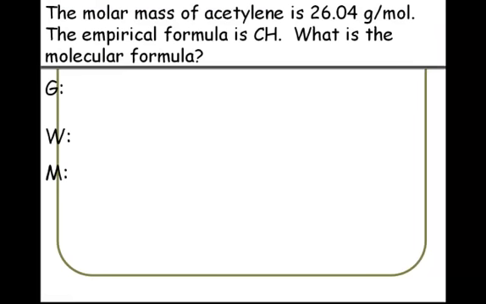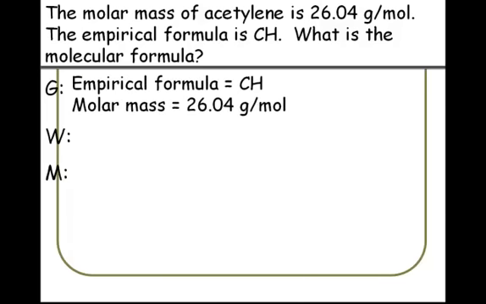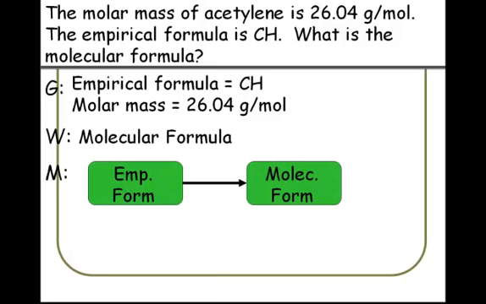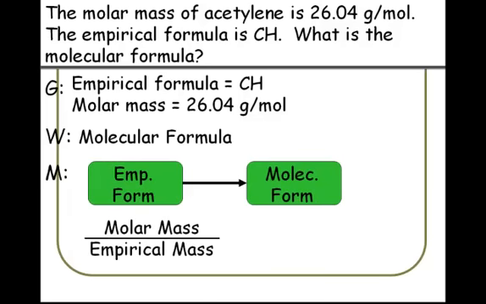So let's practice. The molar mass of acetylene is 26.04 grams per mole. The empirical formula is CH. What's the molecular formula? Well, we're given that the empirical formula is CH, and we're given that the molar mass is 26.04 grams per mole. We want the molecular formula. So to do this, we just can go from empirical formula to molecular formula by taking the molar mass and dividing it by the empirical mass. So the molar mass is 26.04 grams per mole. We divide that by the empirical mass.